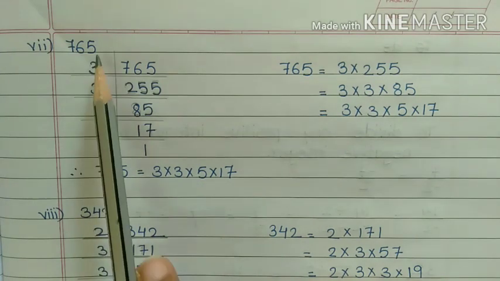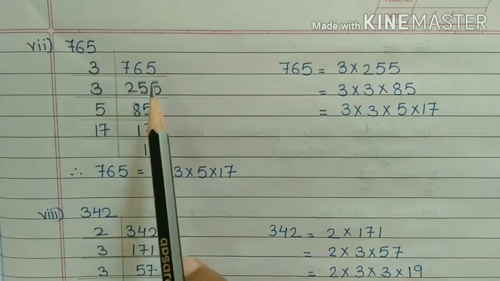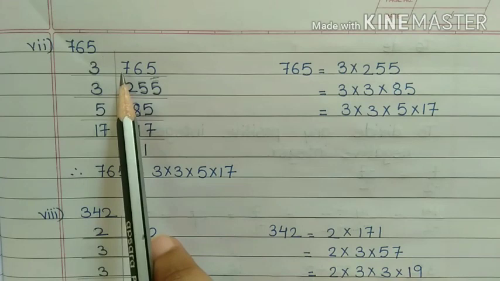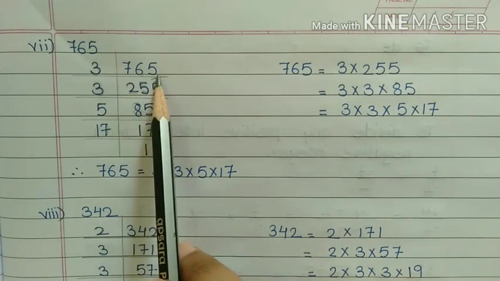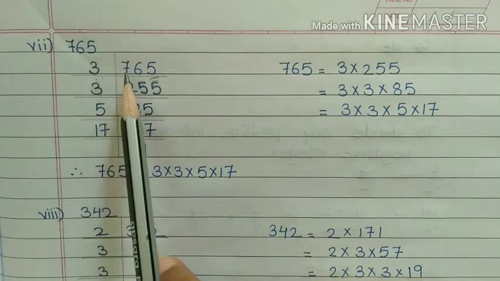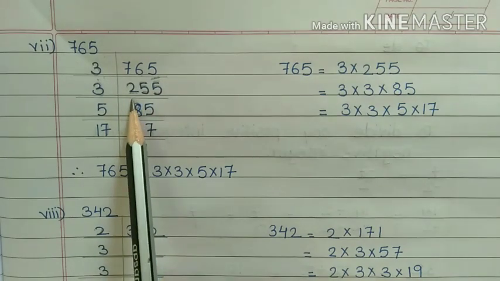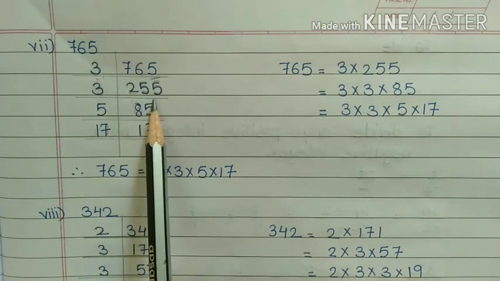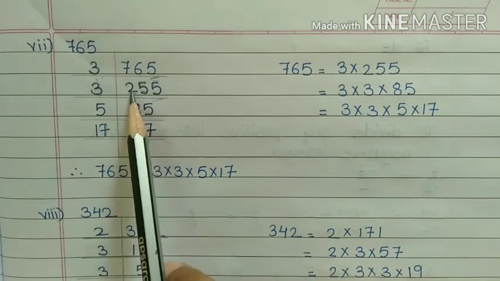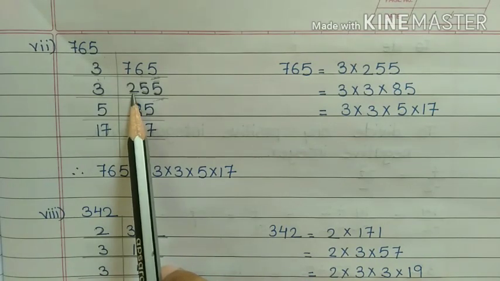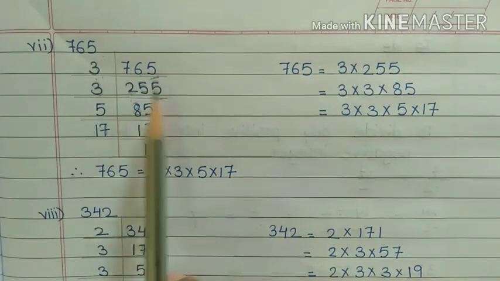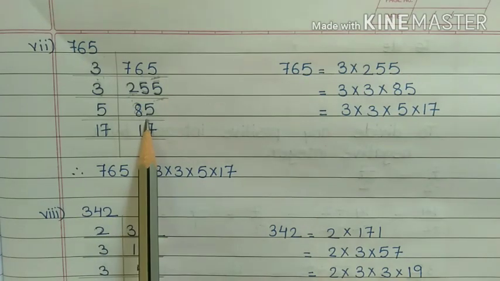Let us take another example. 765. See, the unit place is 5, so it is divisible by 5 also. 7 plus 6 is 13, 13 plus 5 is 18, so it is divisible by 3 also. So I am going to start with 3. When you divide by 3, you will get the answer 255. Again the unit place is 5, so it is divisible by 5 also. 5 plus 5 is 10, 10 plus 2 is 12, so it is divisible by 3 also. So I am using the smallest, 3. When you divide 255 by 3, the quotient is 85.